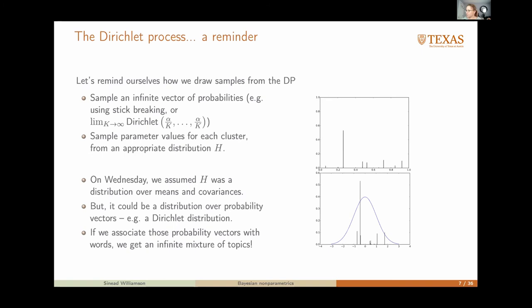Now, on Wednesday, we assumed that this distribution over parameters was a distribution over means and variances, or means and covariances. But here, we're going to let it be a distribution over topics, right? Because we want each mixture component to be a topic. But that's fine, each can be whatever we want. So we can choose it to be a Dirichlet distribution. So for each component, we're going to sample a probability vector according to a Dirichlet distribution. And that's going to give us an infinite mixture of topics, right? Rather than each component being a Gaussian, each component now is a distribution over words, or a topic.